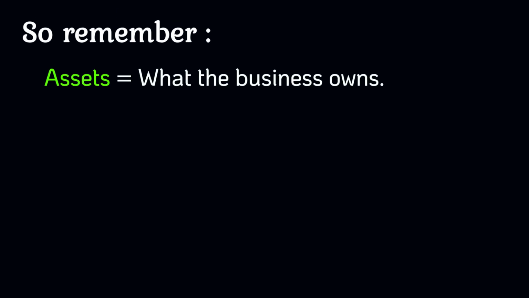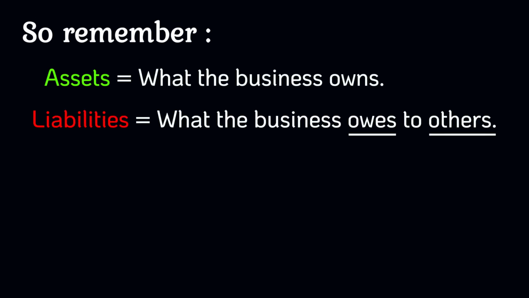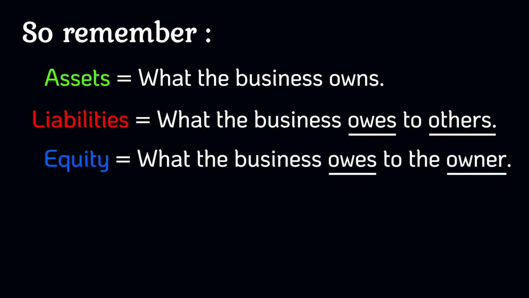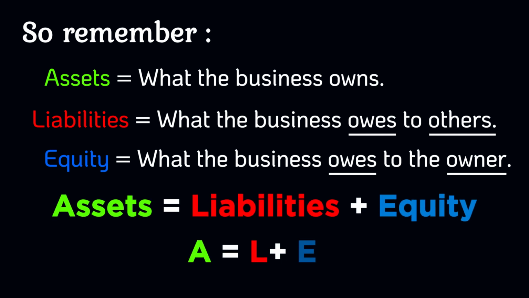So remember, assets are just what the business owns. Liabilities are just what the business owes to others. Equity is just what the business owes to the owner. And together, they always follow the rule. Assets equal to liabilities plus equity.